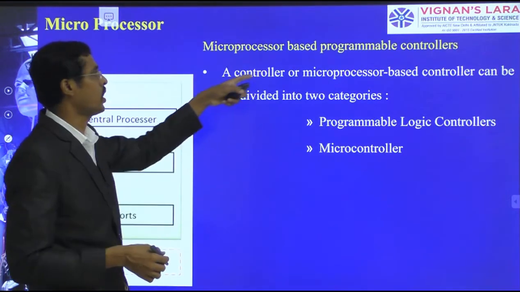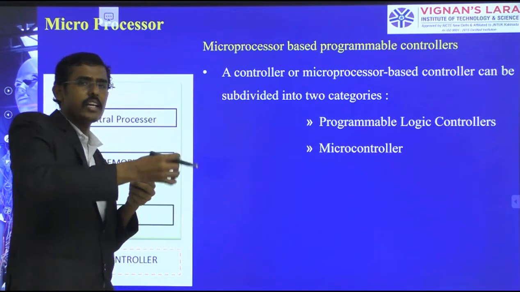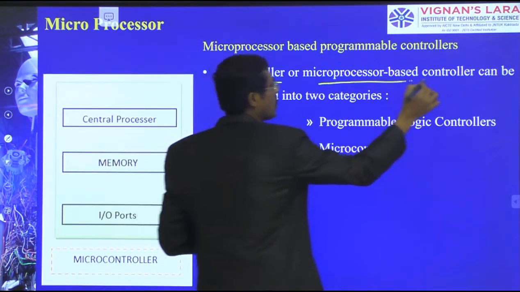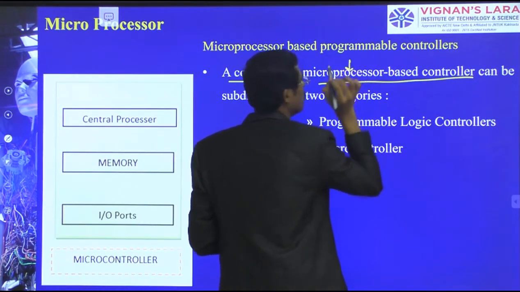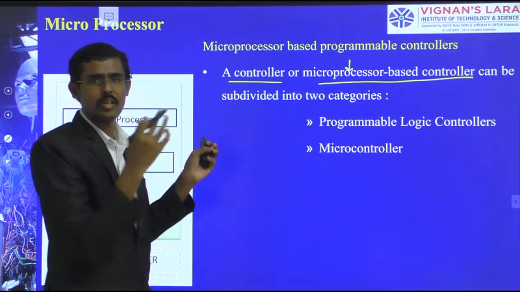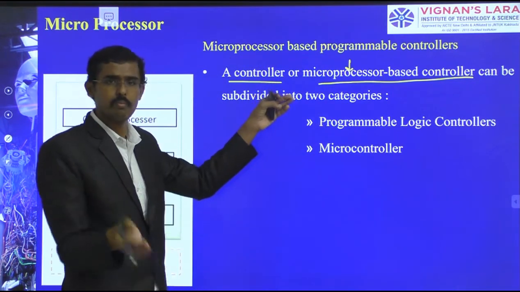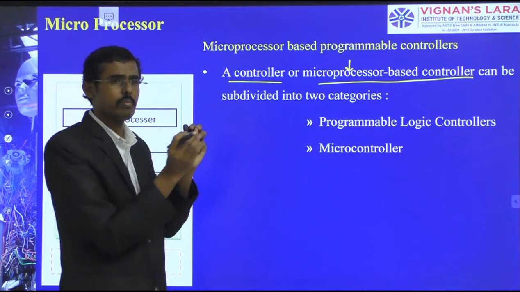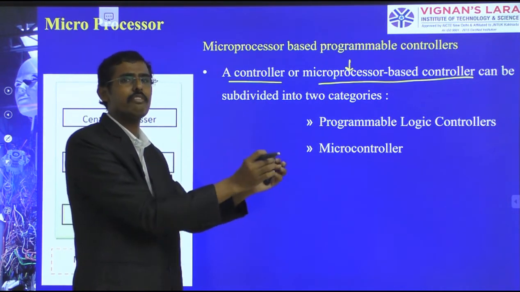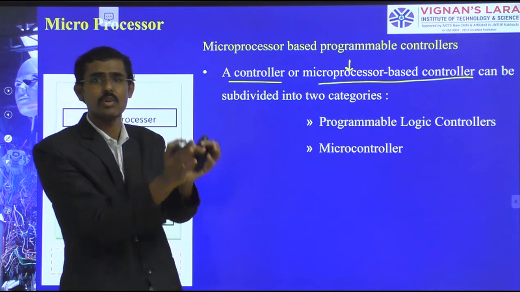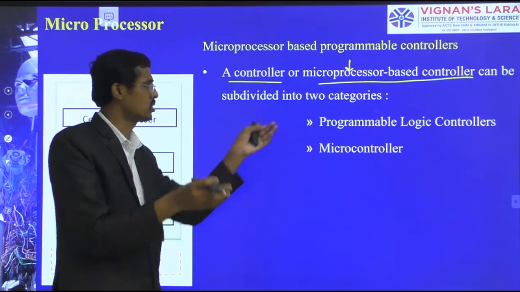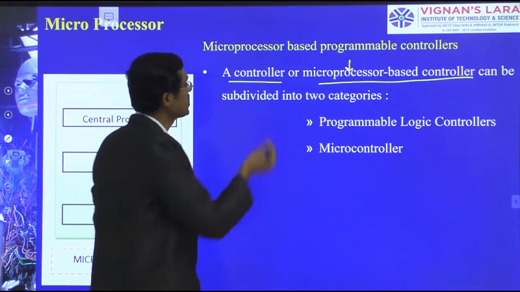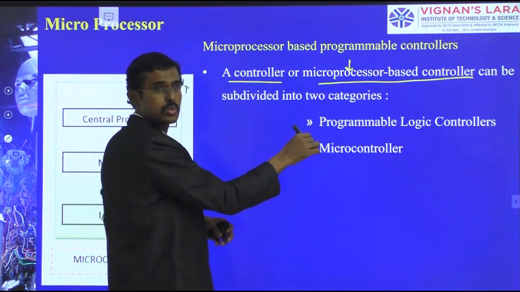So microprocessor programmable controllers, I am dividing further into 2 categories. A controller or microprocessor based controller. Microprocessor, we know what it is now. Doing arithmetic logical operations. We can add memory, we can add input, output ports. So microprocessor is a separate device like i5 processor, i7 processor. So latest we have those things. So now it is subdivided into 2 categories. It means the microprocessor is available in these 2 also.